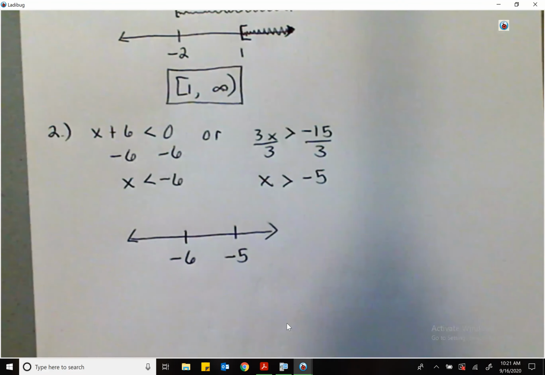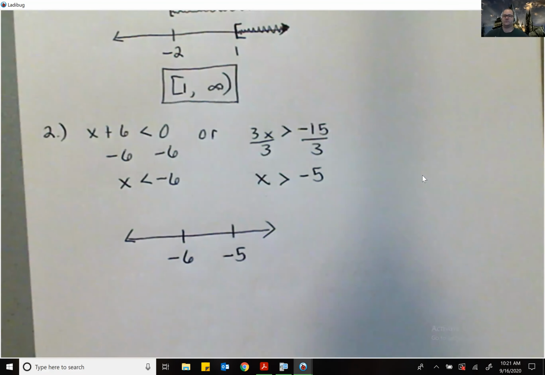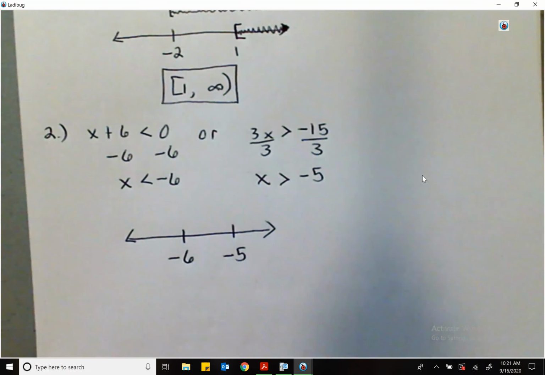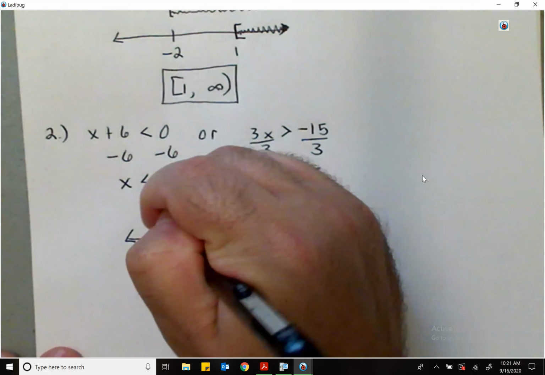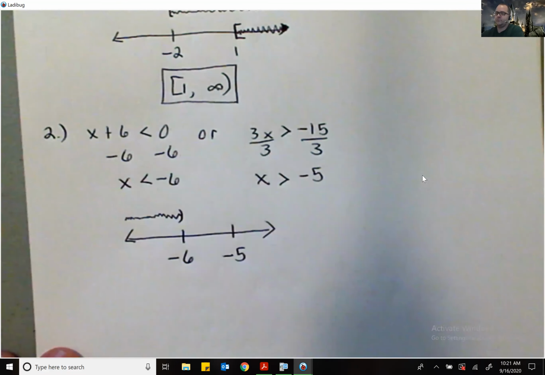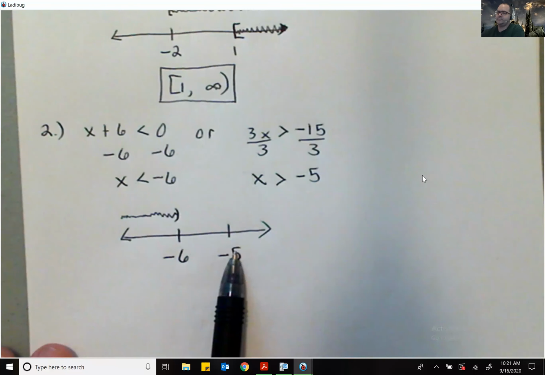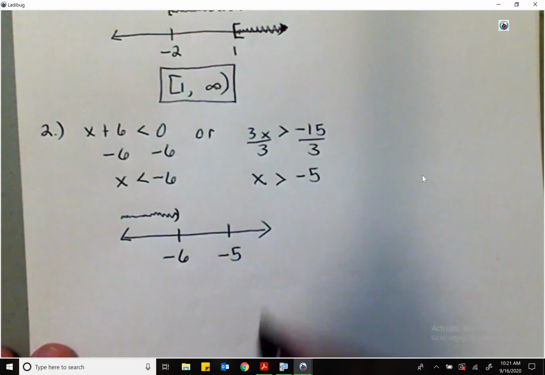So is this going to be a bracket or a parenthesis at -6? Parenthesis. Good. Now, shade to the left or to the right? To the left. Okay. So there we go. Bracket or parenthesis at -5? Parenthesis. Left or right? To the right. Okay.